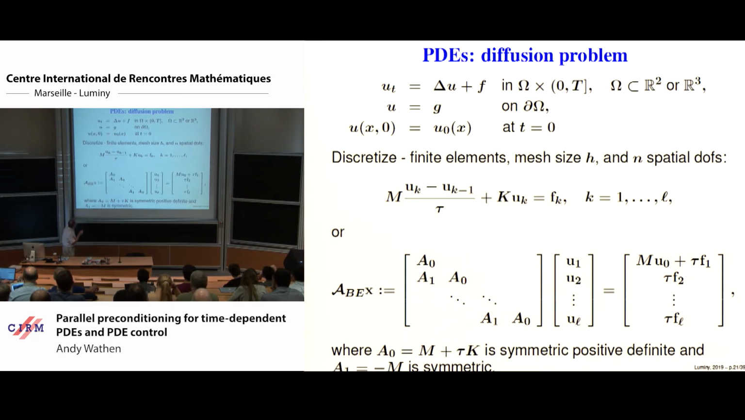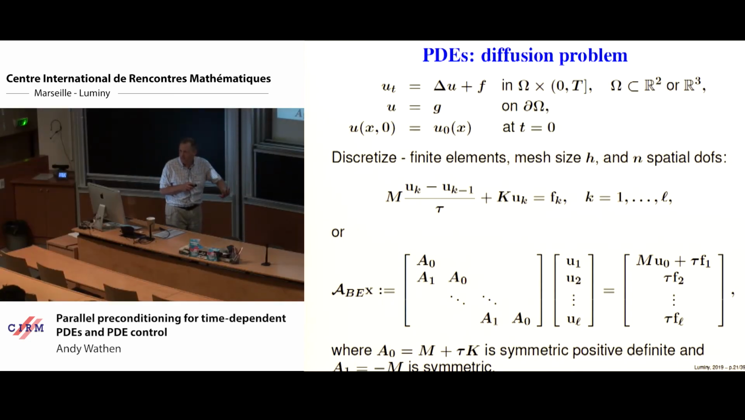I'm going to discretize with finite elements with a mesh size h in the usual way, and let there be n spatial degrees of freedom. I don't care if you use an irregular grid in space, or whatever you use for spatial discretization. So this is just a finite element on some mesh, and this is the discrete equation you get. M here is the mass matrix, it comes from the time derivative. Tau is the time step again. K is the discrete Laplacian, or the stiffness matrix, that comes from finite element approximation of the Laplacian.